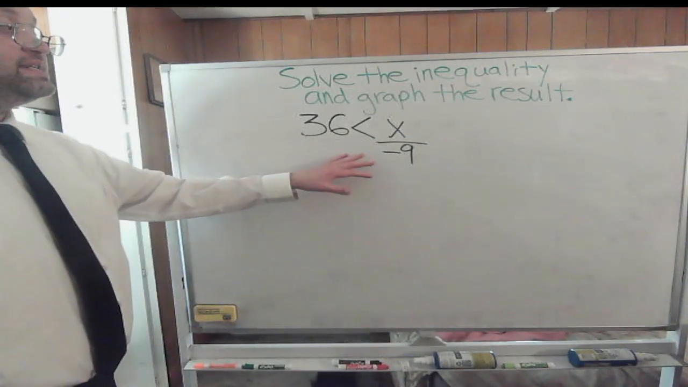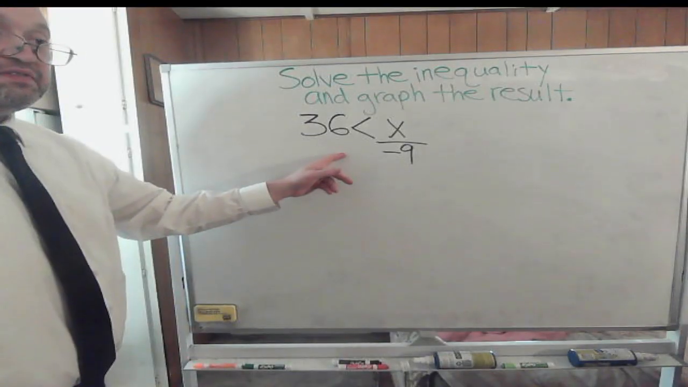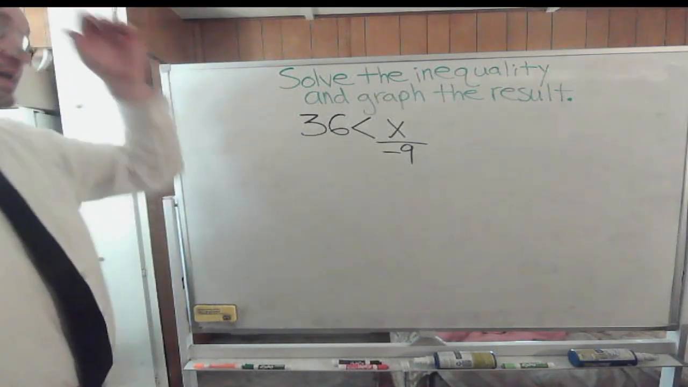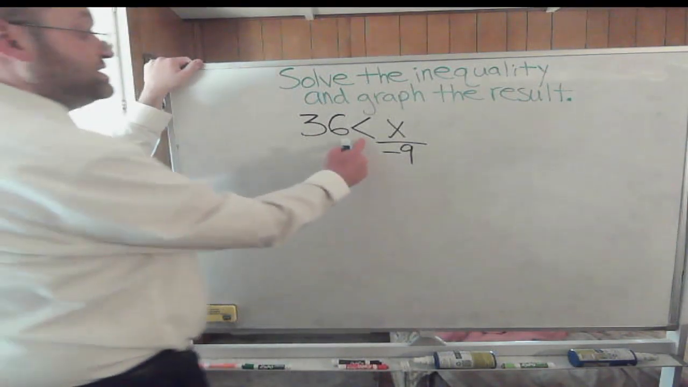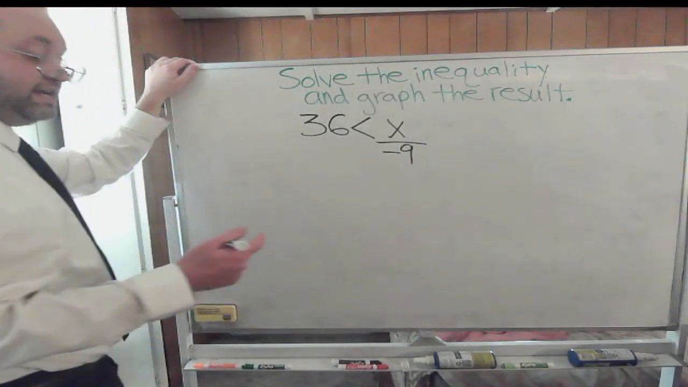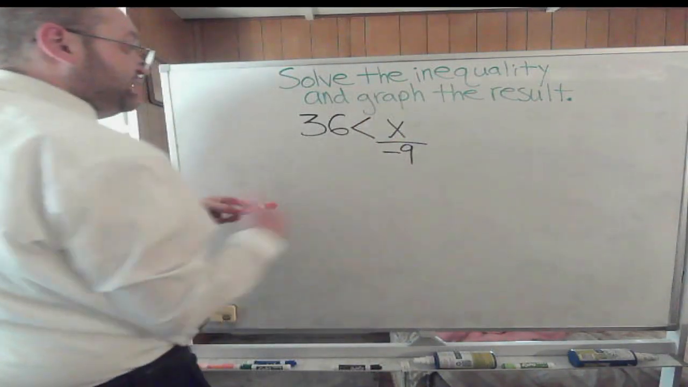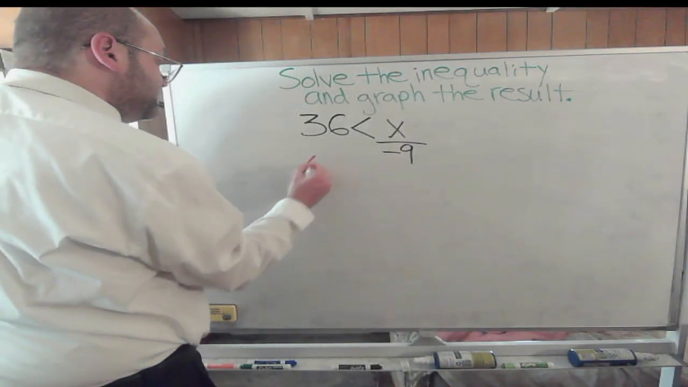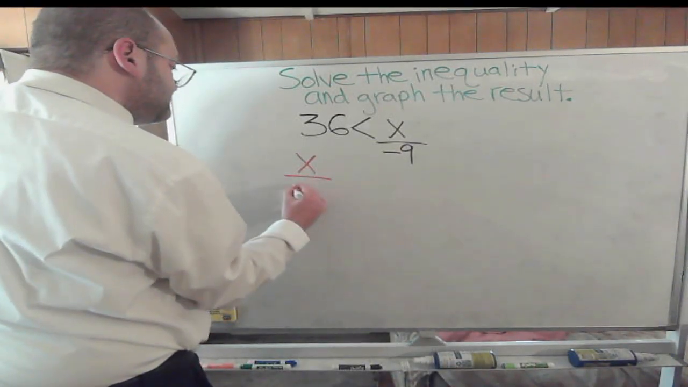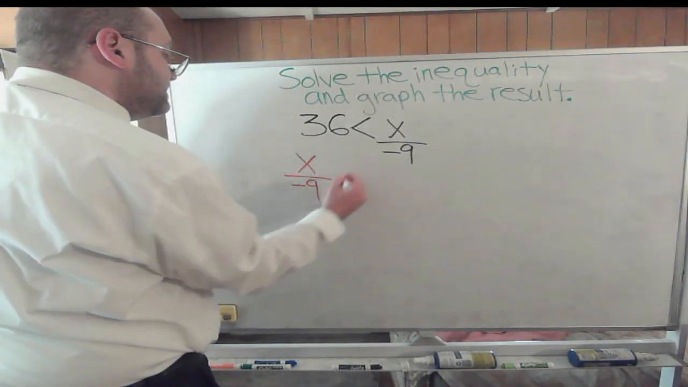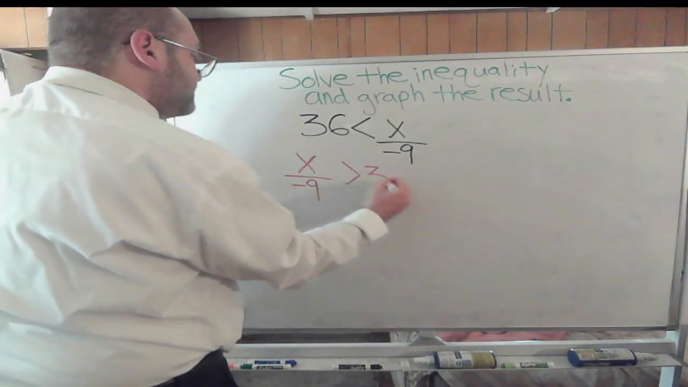You would like to have the variable on the left and the number on the right. Well, if 36 is less than x divided by negative 9, that can only mean that x divided by negative 9 is greater than 36. So we'll have x divided by negative 9 is greater than 36.